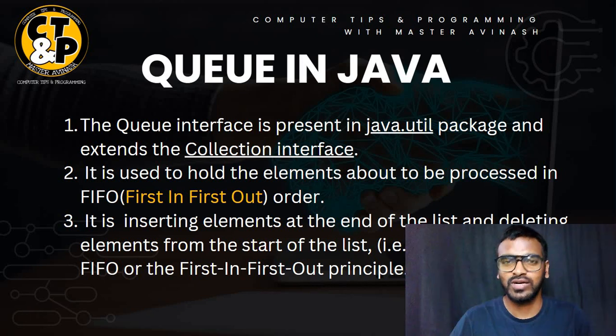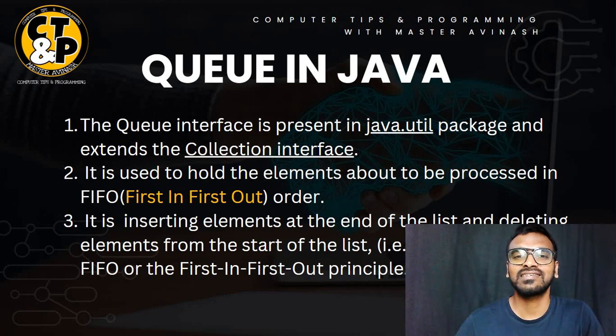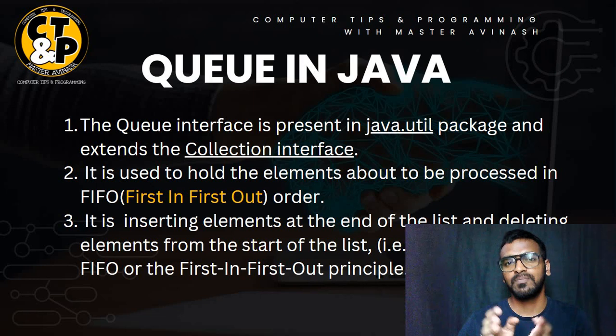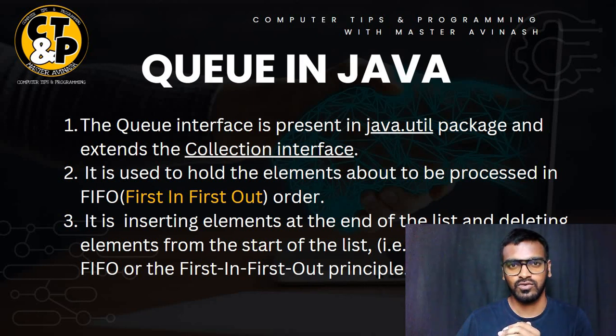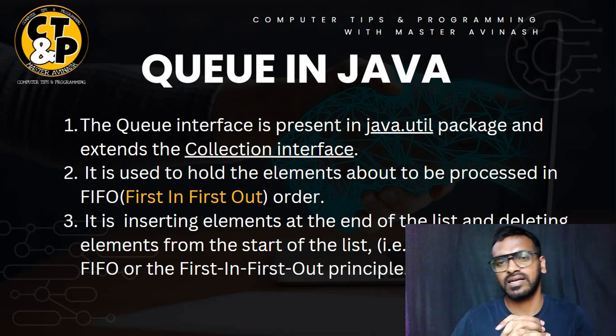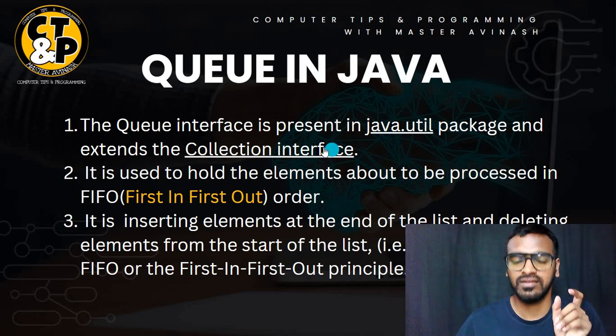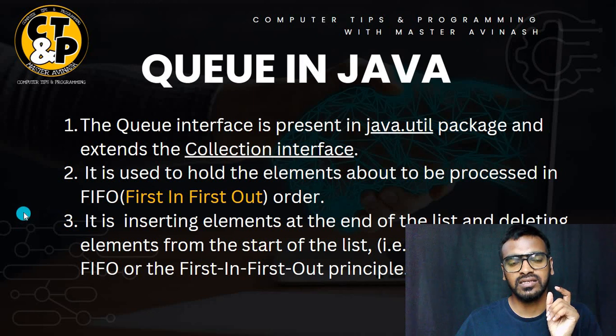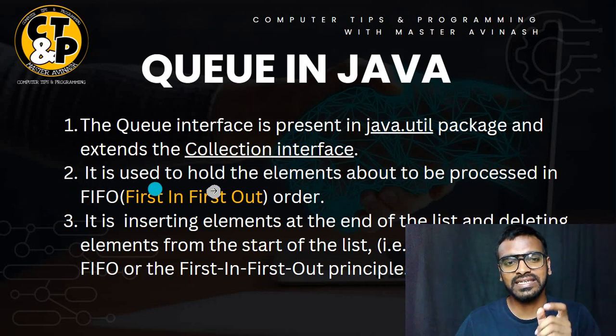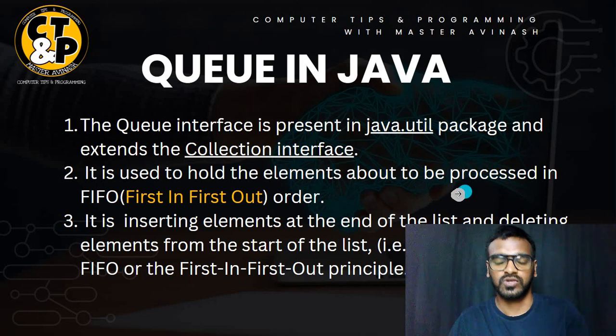So just don't look there, look at my face, and I will explain what the queue in Java is. You can say that queue is part of the collection framework, contained in the java.util package. And the main work of the queue is first in, first out. Like you can see here, it is used to hold the elements about to be processed.